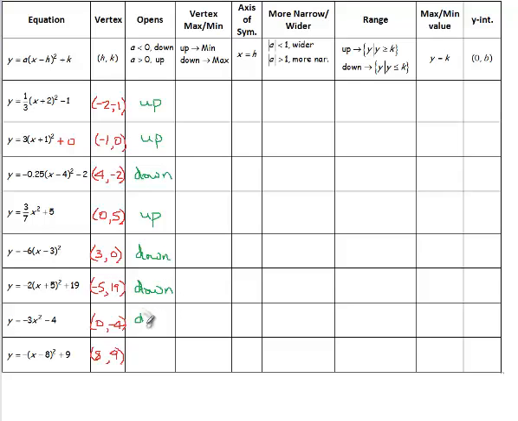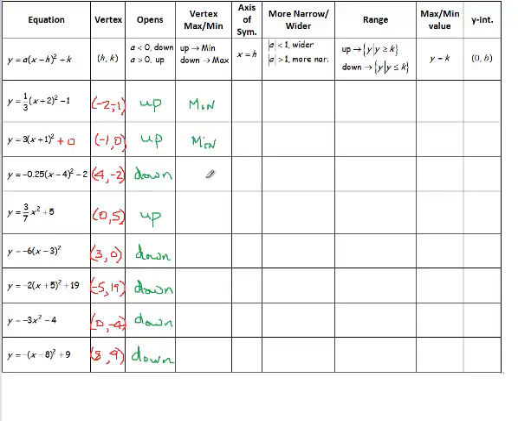Negative 3 also opens down. And negative 1 also opens down. Okay, that's pretty easy. Now, we say the vertex is a maximum or highest point, or it can be a lowest point called a minimum. That's very simple. If the parabola opens up, then the vertex is the lowest point on the graph. So if it opens up, that means the vertex is a minimum point. So if it opens up, it's minimum.